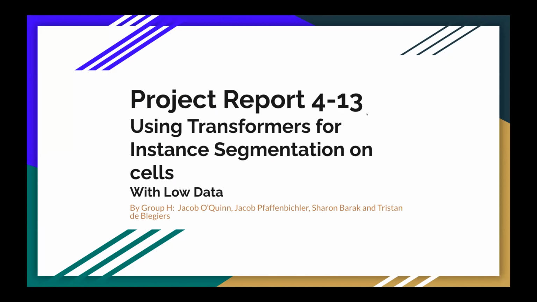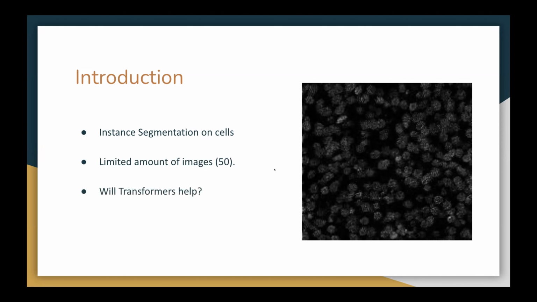So we are trying to apply transformers for instance segmentation on cellular data. There are a few challenges with this dataset that make it hard for transformers. First off, for performing instance segmentation on cells, we have a very limited amount of data. As you can see, we only have 50 images, and these all had to be hand annotated. We're trying to see if transformers can help in this domain.